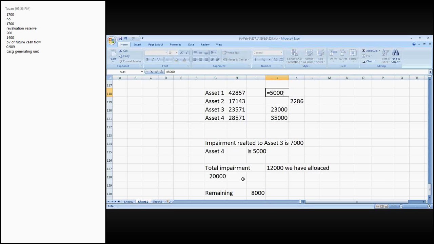50,000 minus 5174, 44,000 and 20,000 minus 2286 is the value of the assets. So I have allocated 20,000 impairment over all the 4 assets. It may happen that all the assets may not have been impaired in the same manner. I know specifically some assets which are clearly impaired.